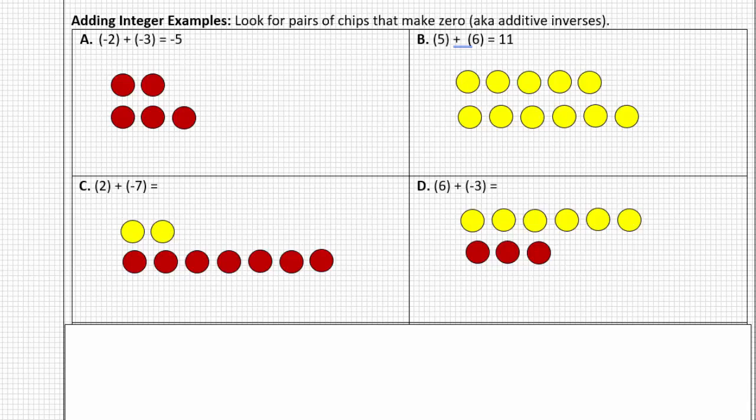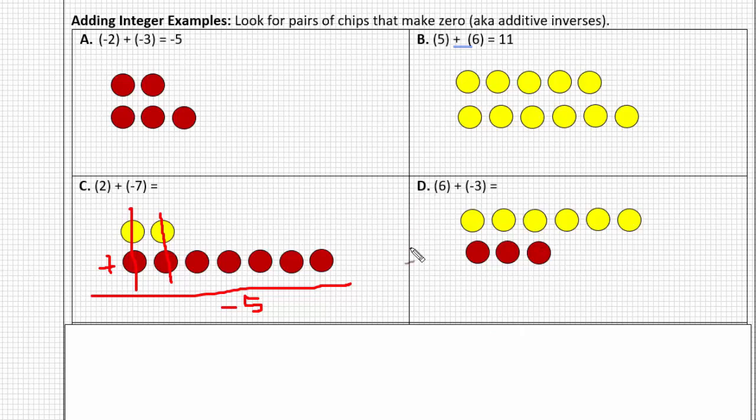So one way we can think about this is that this makes 0, so we don't have to count those, and this makes 0. So when we combine +2 and -7, what do we have left over? Well, it looks like we have 5 negatives left. So 2 plus -7 equals -5.